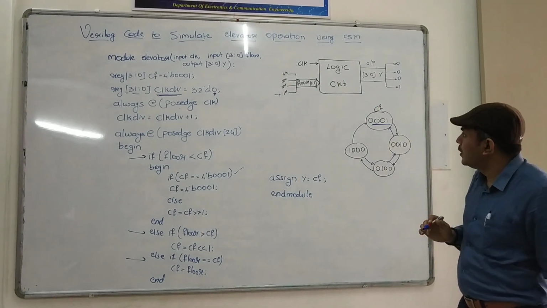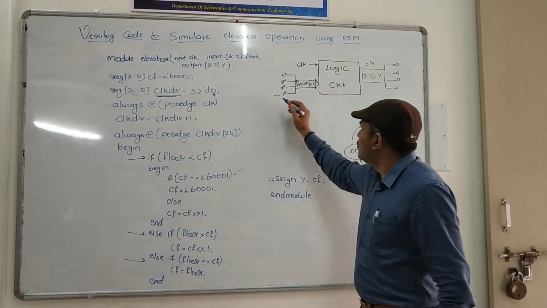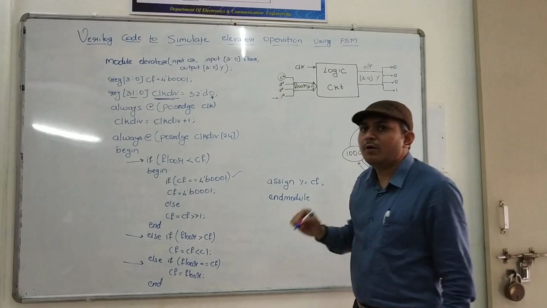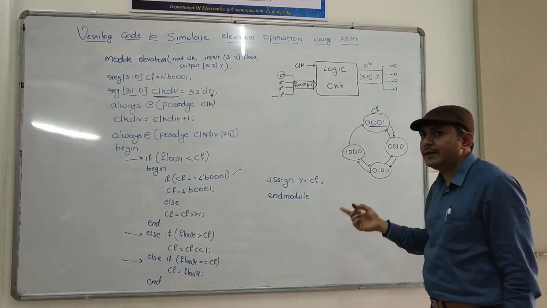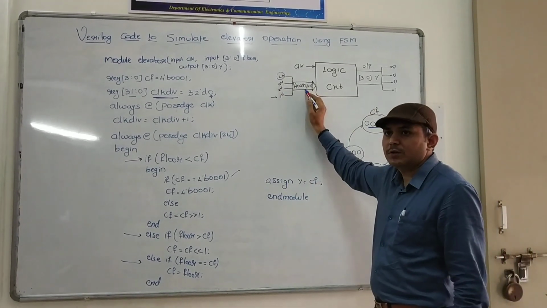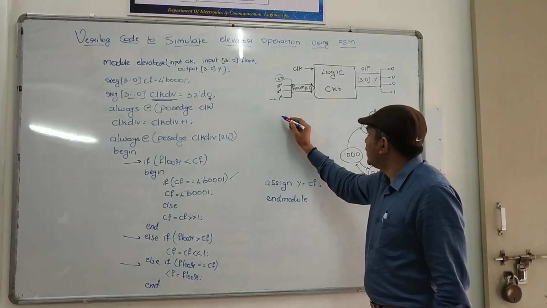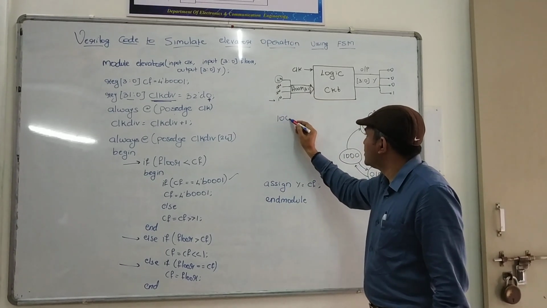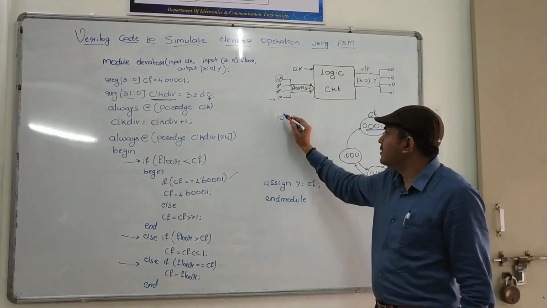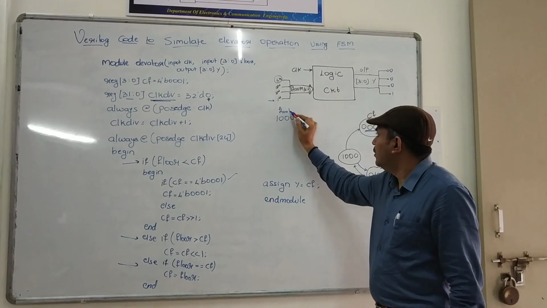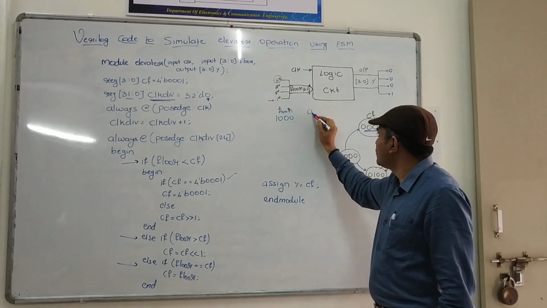Now when the user selects the 4th floor, now he wants to go to the 4th floor, that is given as input. Now I have to compare with this. This is my 4th floor selection. This is floor, and your current floor is what?